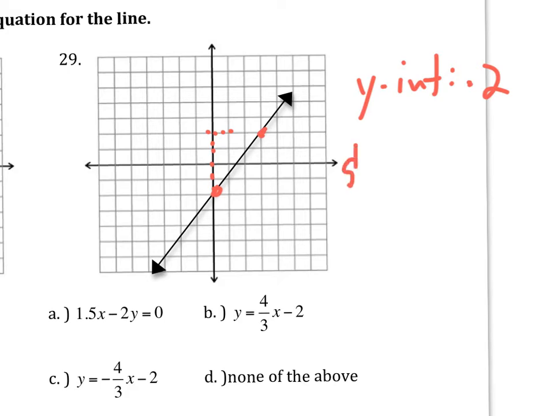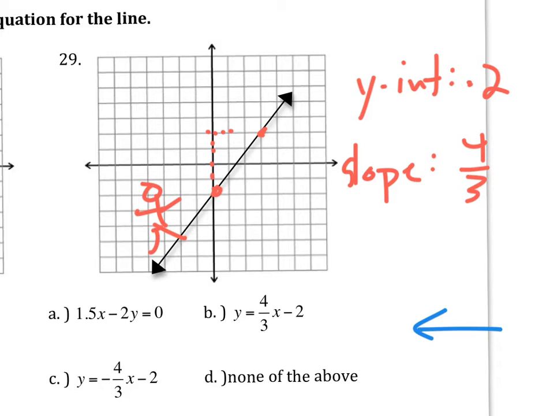So I got that slope of 4 over 3. Yeah, he's walking uphill. So, back to my clues, I need to look for a line that has a slope of 4/3 and a y-intercept of negative 2. Boom.